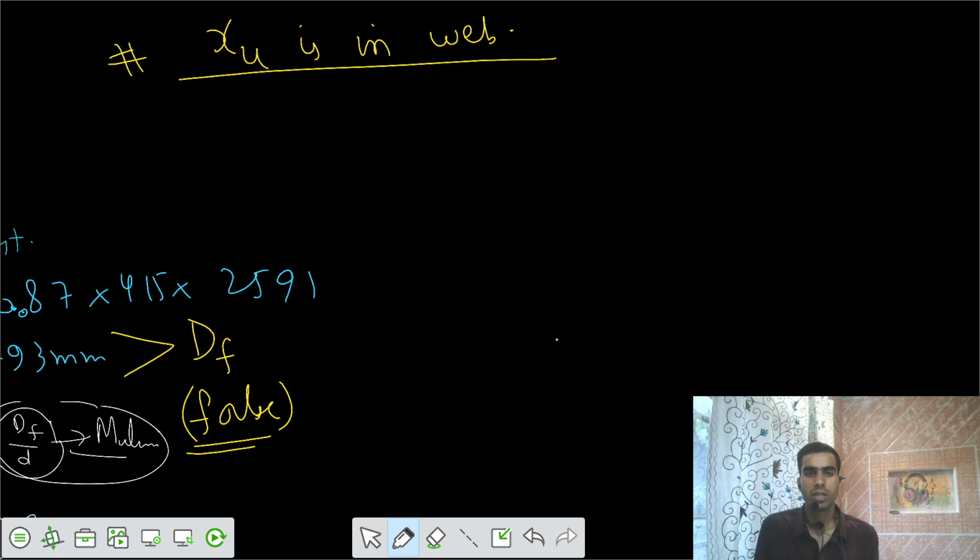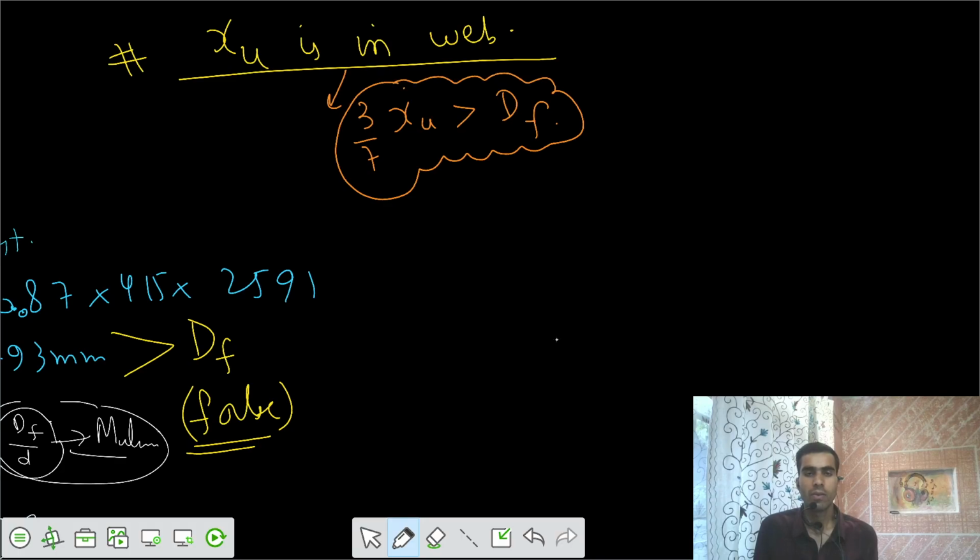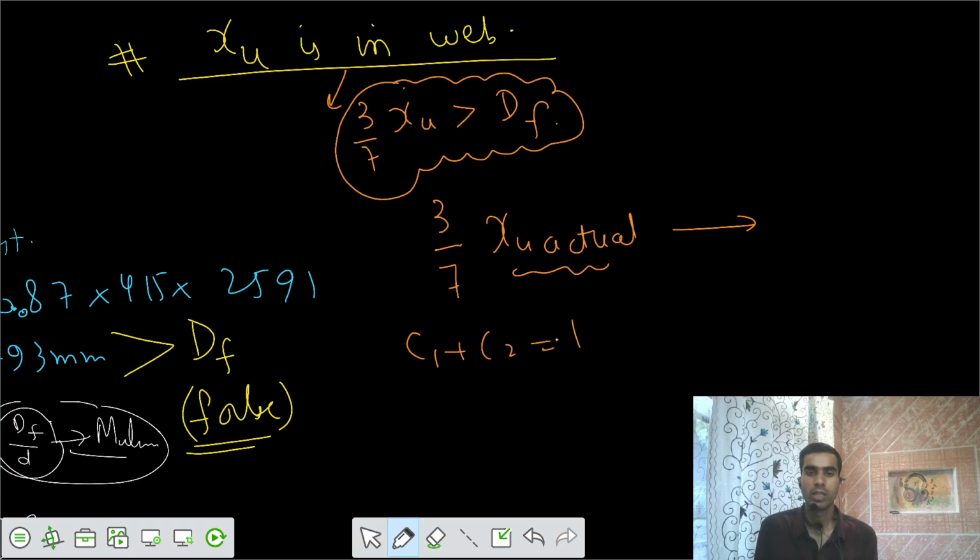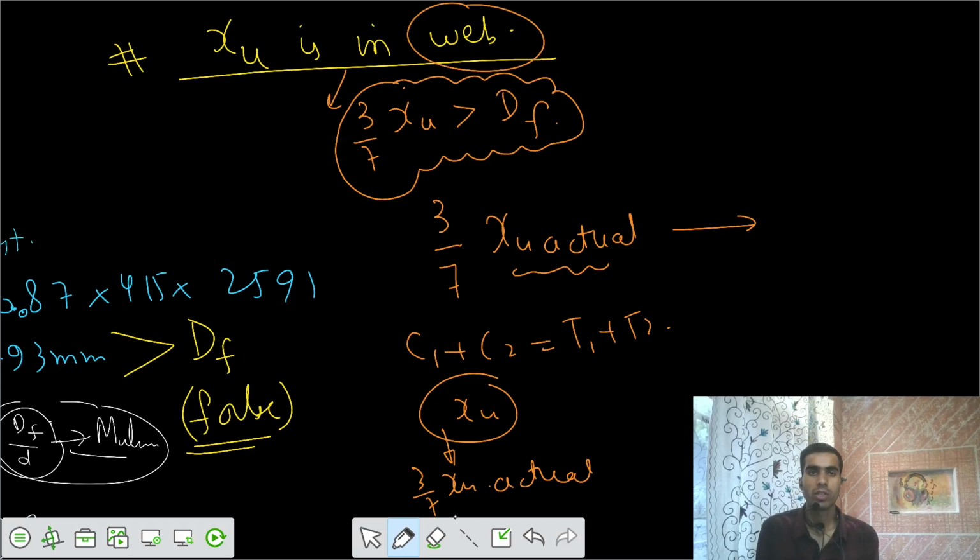And one more assumption we have to take is that 3/7 of xu is greater than Df. If I say that, I have to check whether this is correct or not. Either you have to take the actual value of xu corresponding to the actual neutral axis, that means you have to solve C1 plus C2 equals T1 plus T2, then get the value of xu. After that, you have this 3/7 of xu, which is actual as per the calculation of the actual location of the neutral axis.